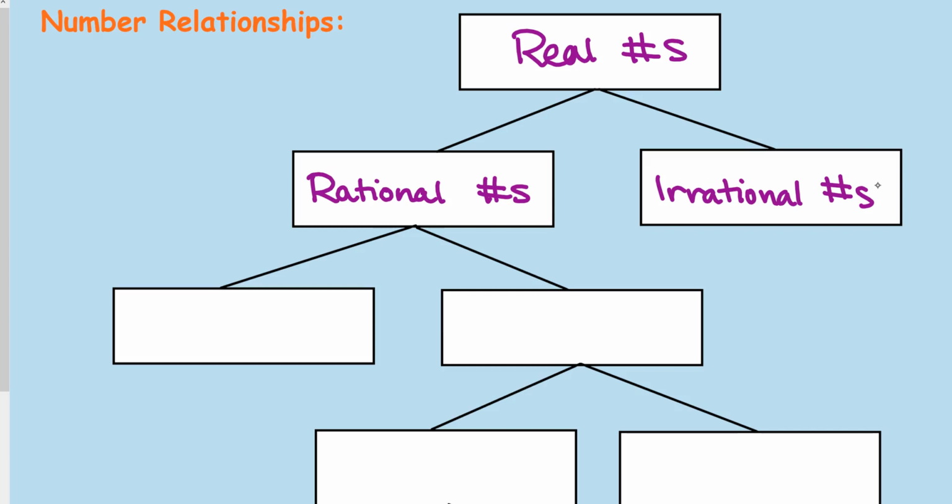Now, rational numbers could also be broken up because we have some rational numbers that are also integers and others that are not. If you have 5 over 1, it's rational, but it's also an integer. If you have 5 over 2, it's rational, but it's not an integer. I'm just going to call these the non-integers.